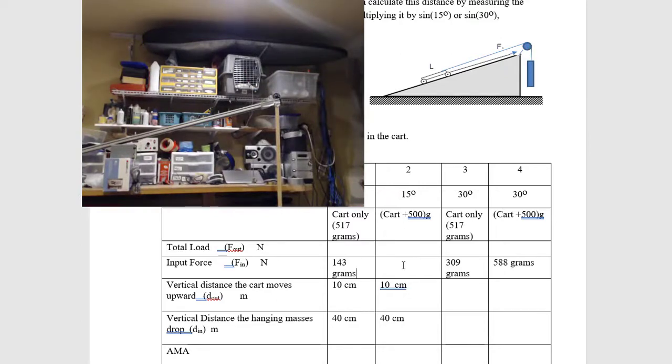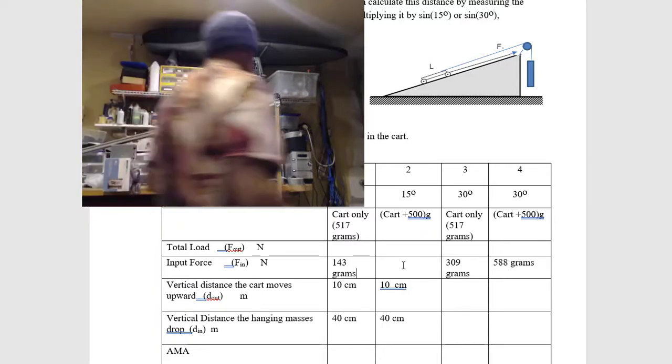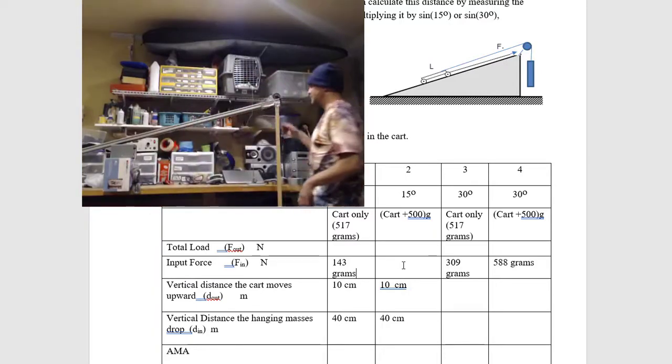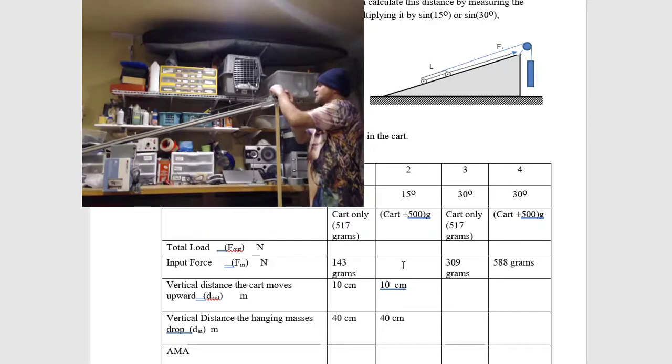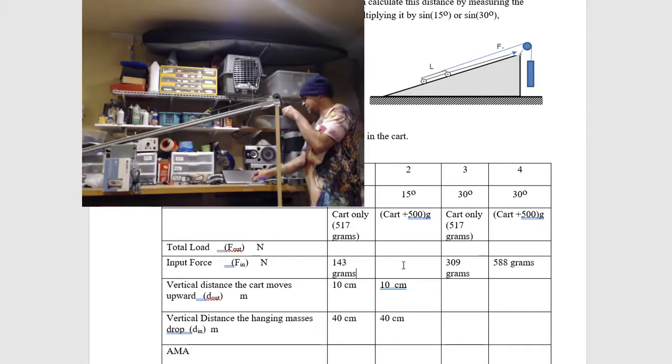I added mass to the cart. You didn't see that, but I did. I added 500 grams to it. And then I'm going to hang this here. Take off all this clay I added. Put my mass hanger back on.